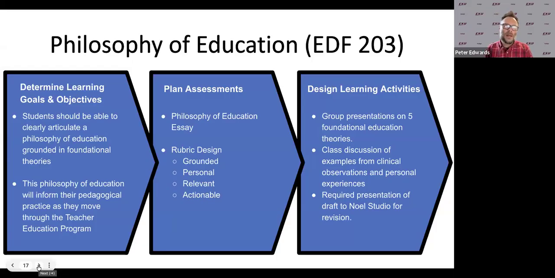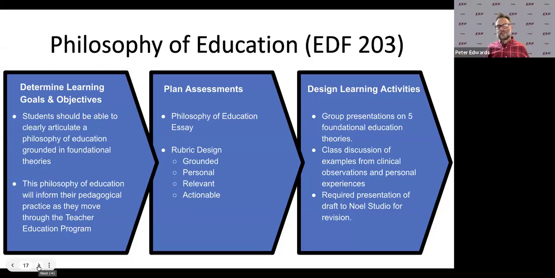One of the big issues in EDF 203 is students are typically freshmen or sophomores, and so they are very close to coming out of that K through 12 world. They are still thinking as students, and one of the goals in EDF 203 is just to have them start to switch that viewpoint, that paradigm, from being a student to considering education as a teacher, which is pretty significant and is a big step for them, especially early on. This philosophy of education paper helps them start to make that switch.